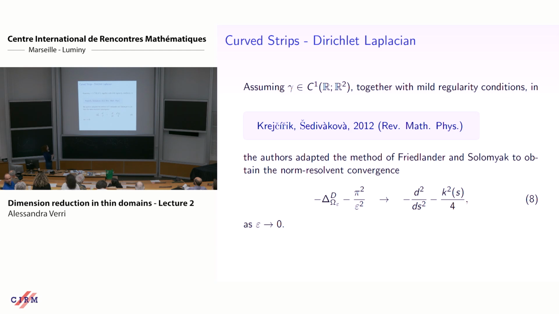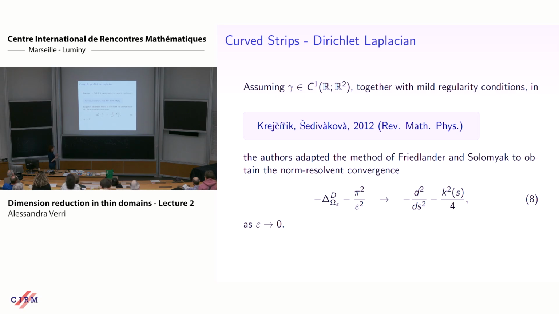Okay. Kreshcherik and Sedlakova. So here they proved that, in fact, this is the effective operator. They proved this convergence in the norm resolvent sense, assuming less regularity for the curve. And the method used here is based on the method of Friedlander and Solomiak, as we saw yesterday.